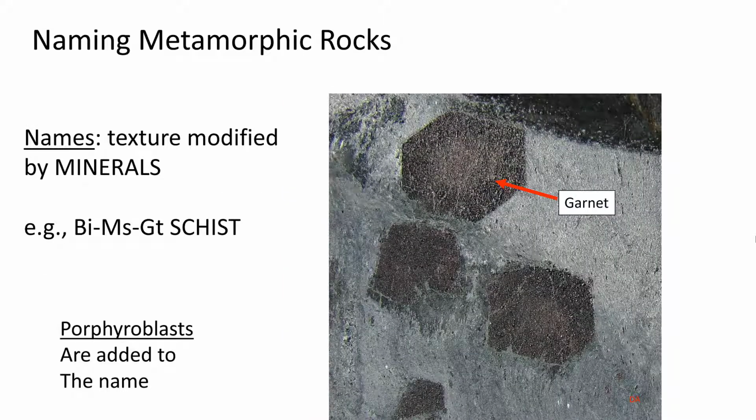This is another example of a schist. It contains biotite muscovite with some garnet porphyroblasts that are large crystals within a finer grained groundmass. And we add porphyroblasts to the name of metamorphic rocks. So in this case, this name would be a biotite muscovite garnet schist.